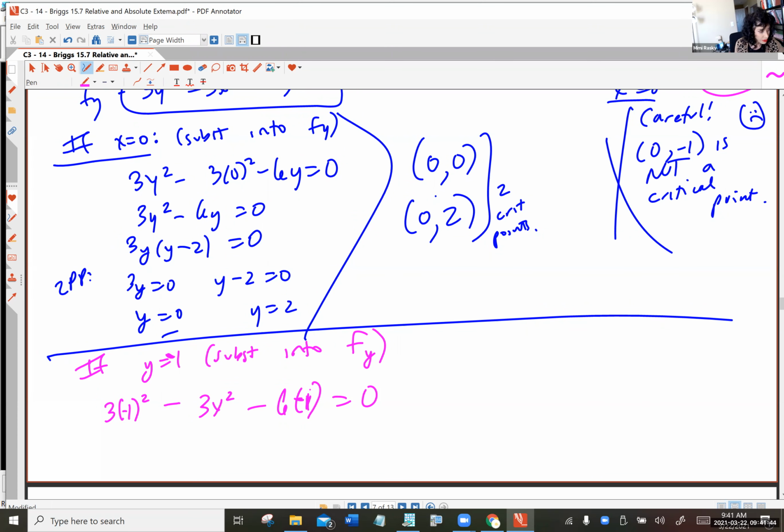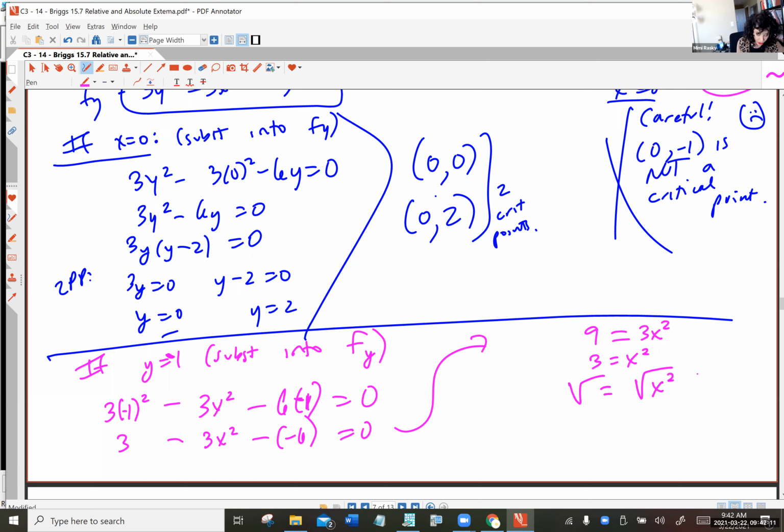Okay, what happens? So I get 3 minus 3x squared minus 3 minus 6 equal to 0. Well, I can solve for x here. I can add 3x squared to both sides. And then I get 3 plus 6 on the left, which is 9. Divide both sides by 3. And then square root both sides.